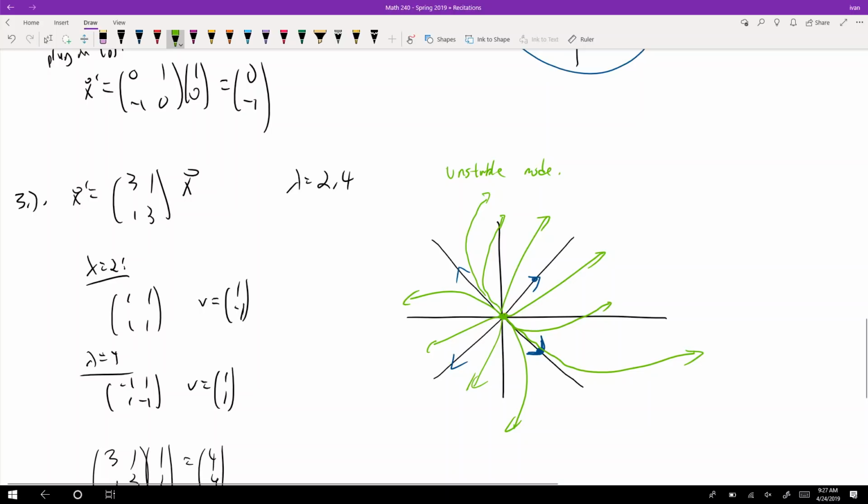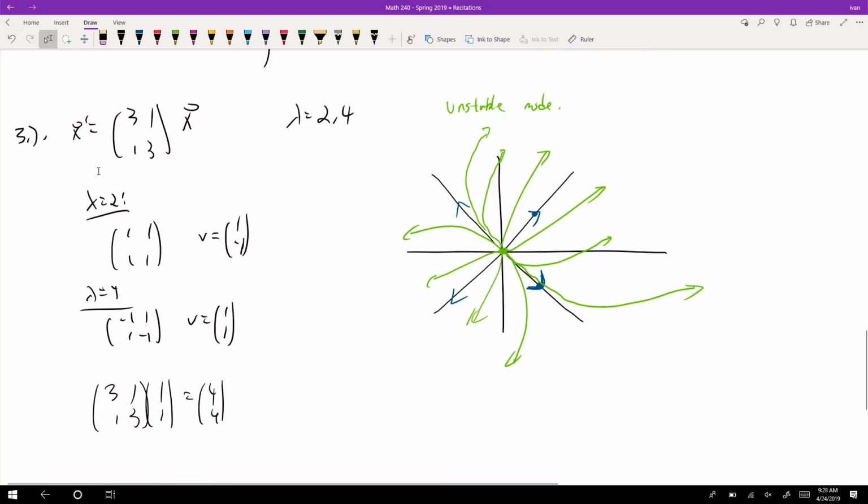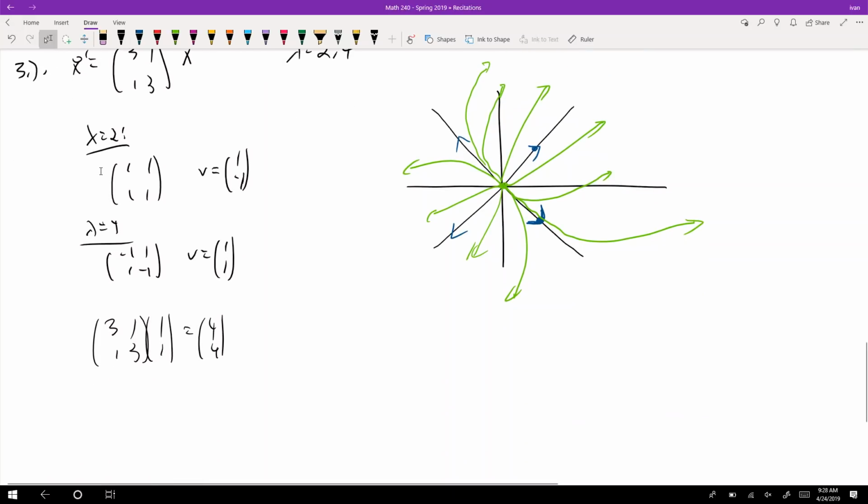Any questions about these? All right, again, just find your eigenvectors if you need to, and just plug in points to find derivatives to find directions of where things are going. Okay, so that's linear systems. Let's talk about nonlinear systems now.